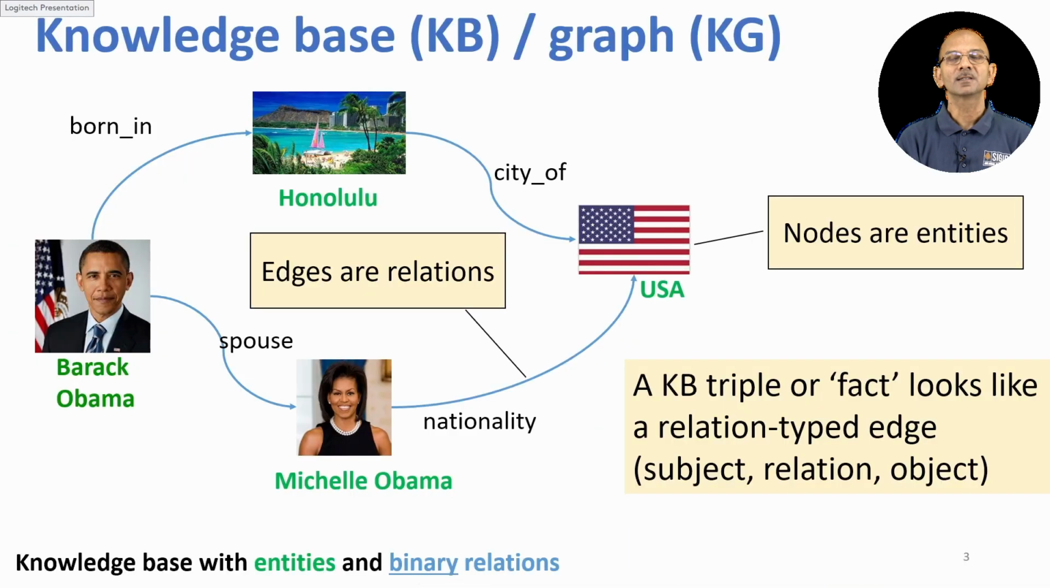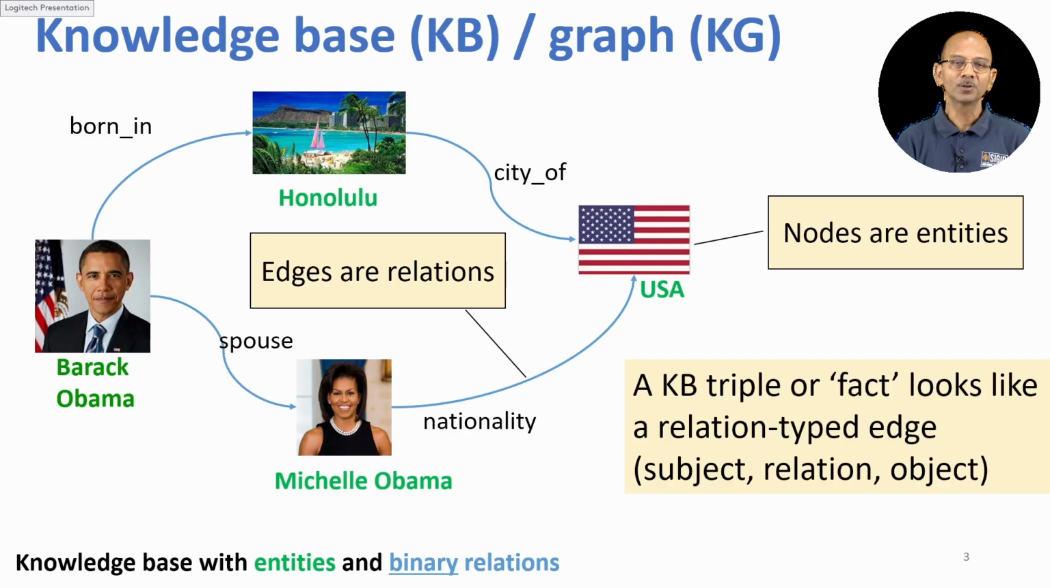For our purposes, a knowledge base, or interchangeably a knowledge graph, will have nodes that represent entities such as Barack Obama, or Michelle Obama, or Honolulu, or USA, and these entity nodes will be connected with edges that are labeled with a relation type. For example, born in. So Barack Obama was born in Honolulu, which is a city of USA. A KG triple or fact will therefore look like a subject, a relation, and an object.